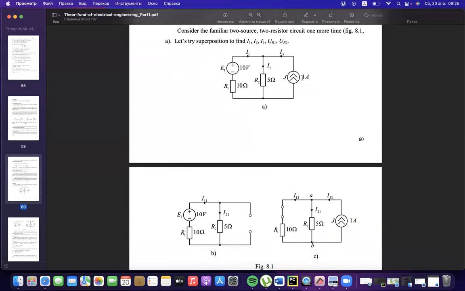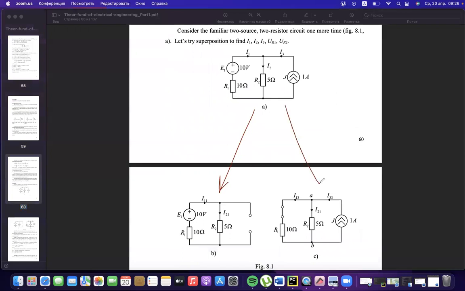A simpler case, just for quicker mathematics. Two sources, a voltage source of 10 volts and a current source of 1 ampere, and two resistivities, 10 ohm and 5 ohm, and we divide it into partial cases. In the first case, only the voltage source works, and the current source we substitute with infinitely high resistivity. In the second case, only the current source works, and the voltage source we substitute with zero resistivity. And we calculate each partial case.